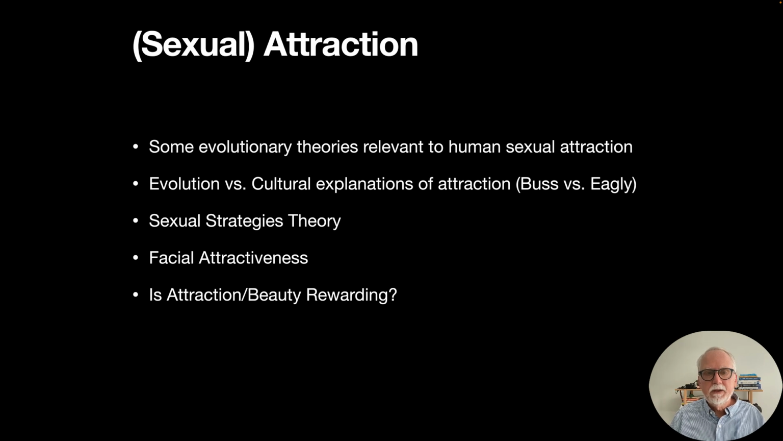So in this lecture, we've been looking at some evolutionary theories relevant to human sexual attraction. We looked at this debate about culture versus evolution, Eagly versus Buss. We looked at sexual strategies theory, which is quite old now, but it has produced a lot of really interesting findings. We talked about facial attractiveness and then whether or not attraction or beauty is actually rewarding.